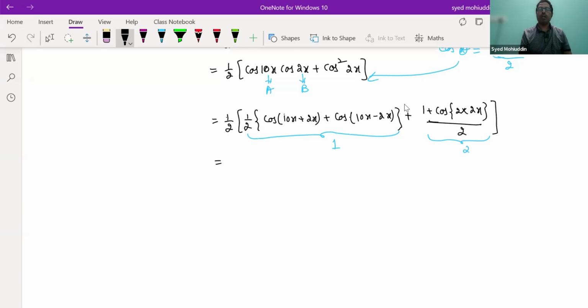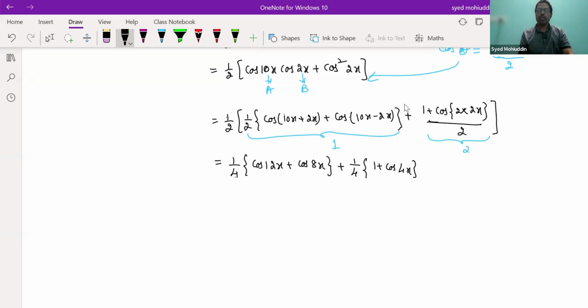Let us multiply. Half into half will give us 1 by 4. 1 by 4 times of cos, 10 plus 2 will give you 12, so 12x. Plus here cos of 10 minus 2, so 10 minus 2 will give us 8x. Done. Plus again this half has to be multiplied here, divided by 2 will become 1 by 4. Let me take that 1 by 4 outside and write down the value as 1 plus cos 2 into 2 will become 4, so 4x. Right? So I've removed that square bracket because I multiplied the value inside.